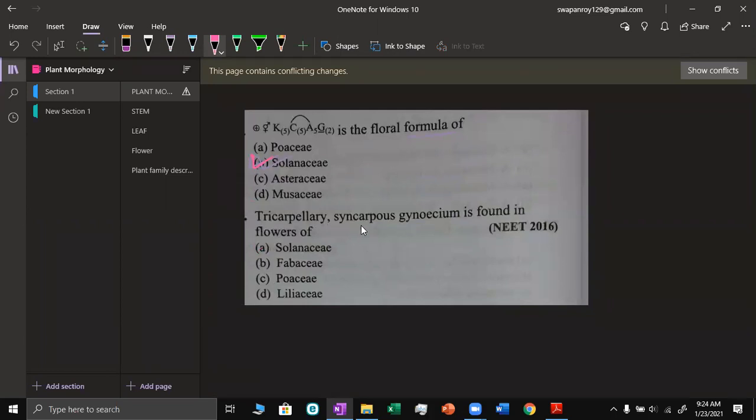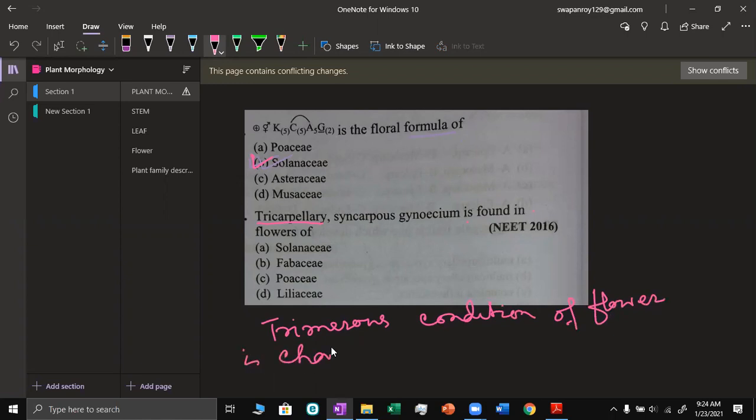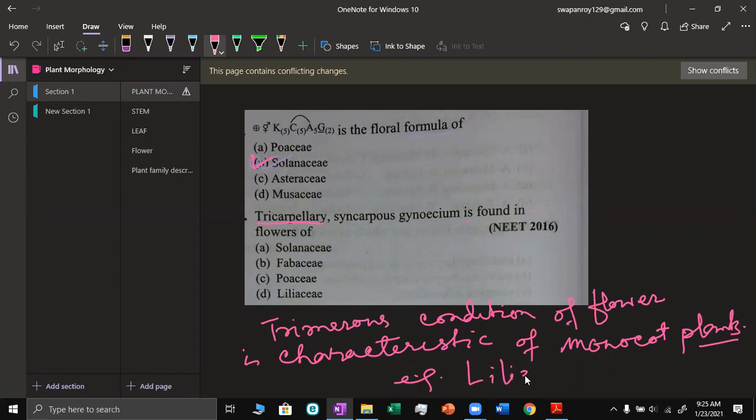Next, tricarpellary syncarpous gynoecium is found in which family? The trimerous condition of flower is characteristic of monocot plants, and in your syllabus only one monocot family is there, that is Liliaceae. So the answer is the tricarpellary one, Liliaceae.